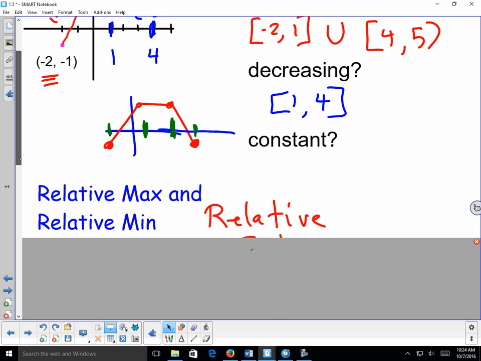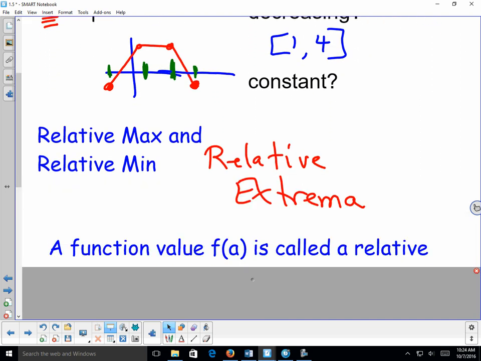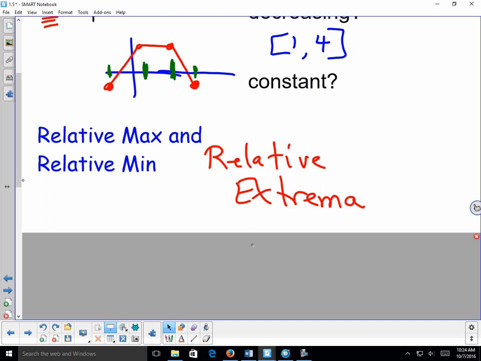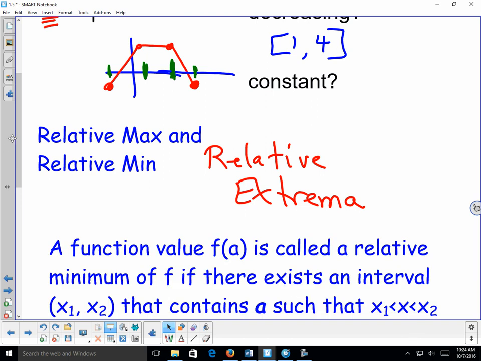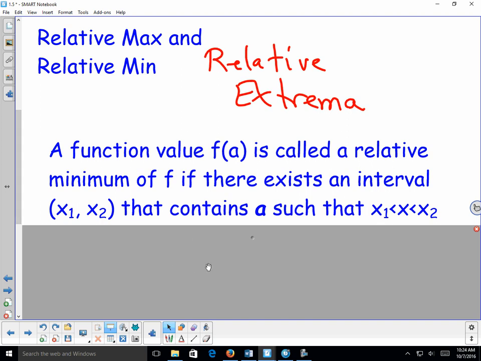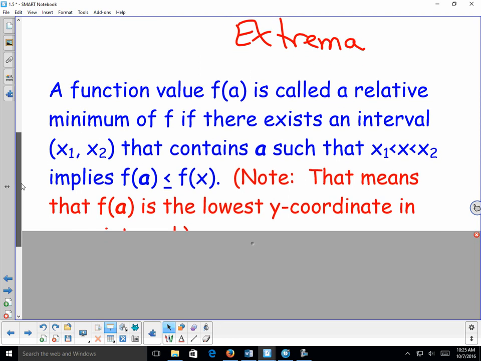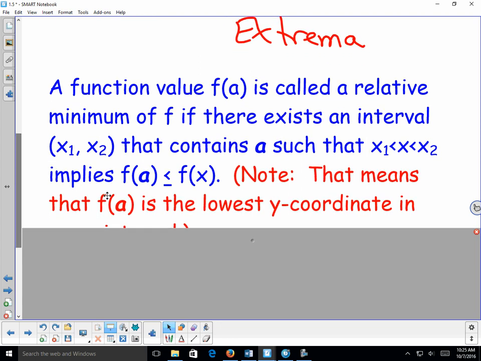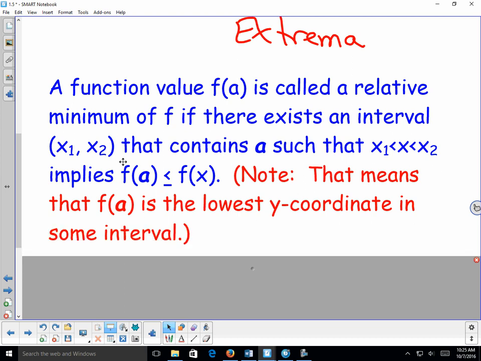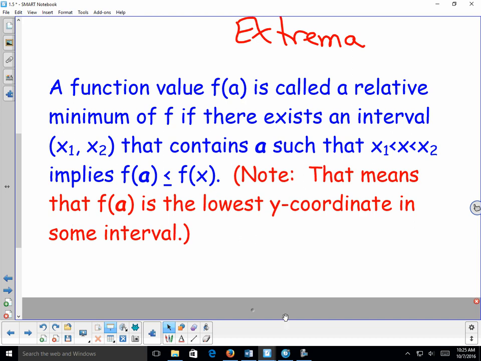All right, that brings up relative minimum and relative maximum. Together we would call those the relative extrema of a function. A function value, f of a, is called a relative minimum of f if there exists an interval, x1 to x2, that contains a such that x1 is less than x and x is less than x2, implies that f of a is less than or equal to f of x. Note, that means that f of a is the lowest y coordinate in some interval.